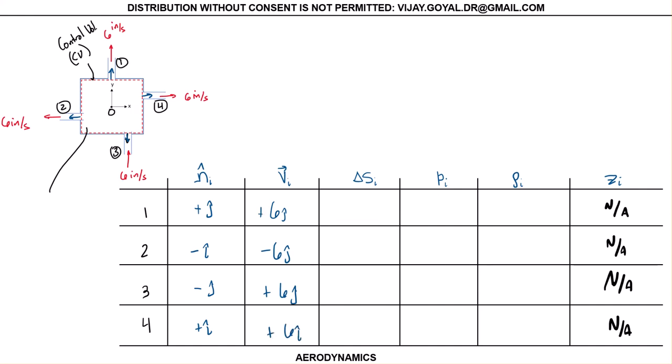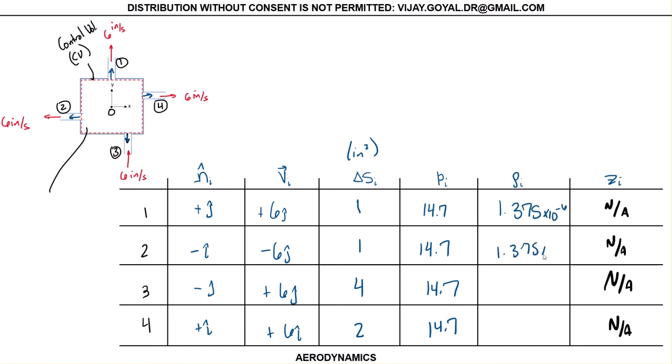And we know from your homework, that was given in the previous example, this is all inches squared. This was one, this is four, and we found that this is equal to two. We said that everything is going to be in psi. We are doing everything in inches, so 14.7, 14.7. And this is 1.375 times 10 to the minus 6, and so on for the others.